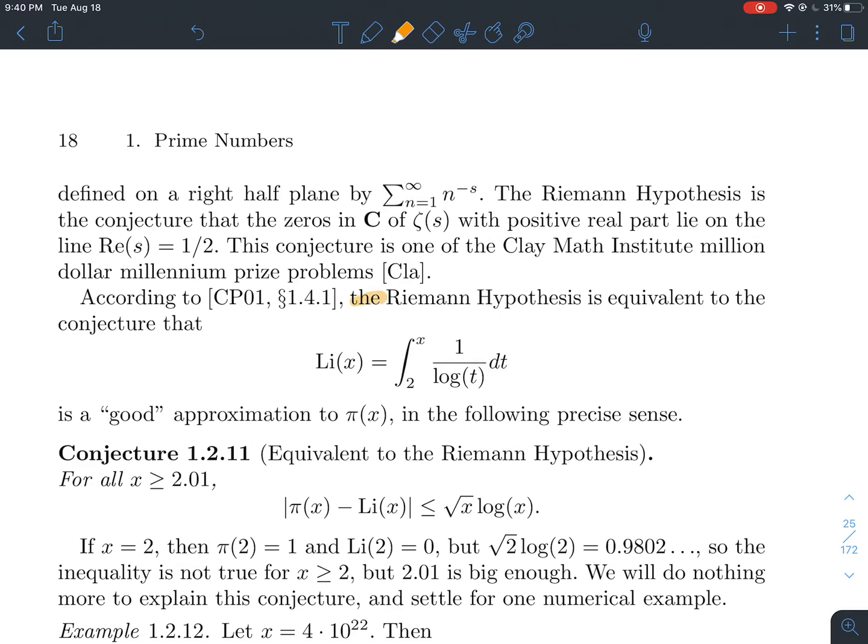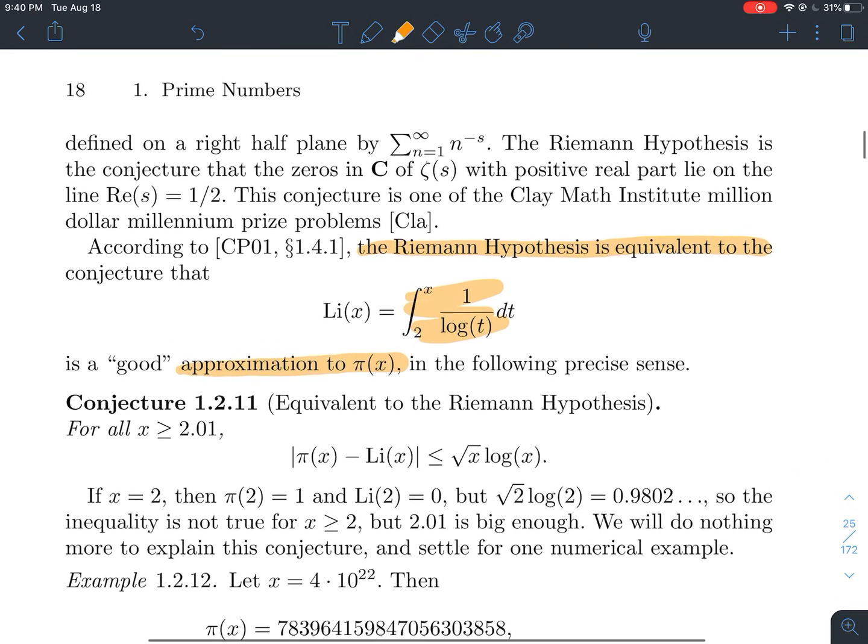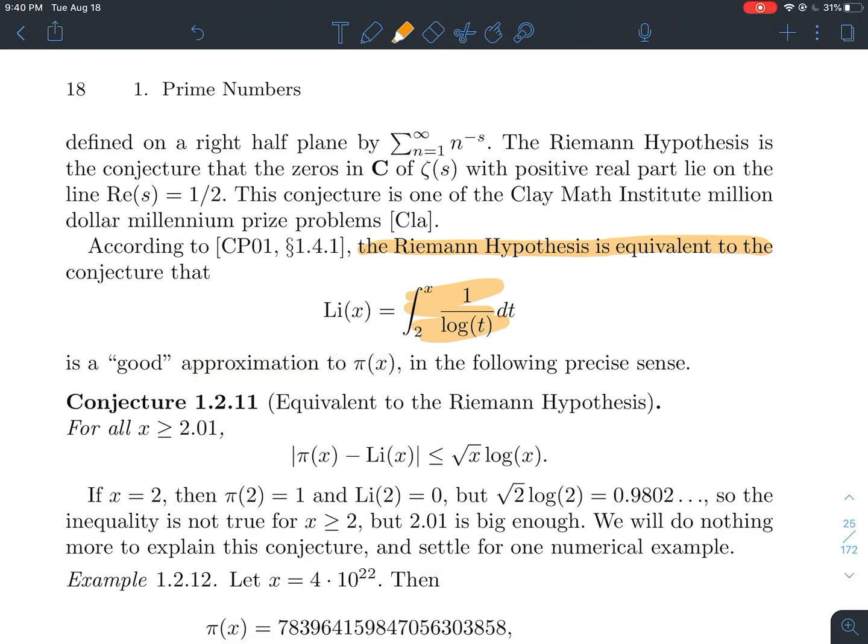And so one characterization of the Riemann hypothesis is it'd be equivalent to show that this integral here is another good approximation of pi of x. And what do we mean by good approximation here? Good approximation meaning that the difference between pi of x and this integral is less than or equal to root x times log of x. So if that was able to be proved for all x greater than 2.01, then what we're saying is you have proved the Riemann hypothesis as well.